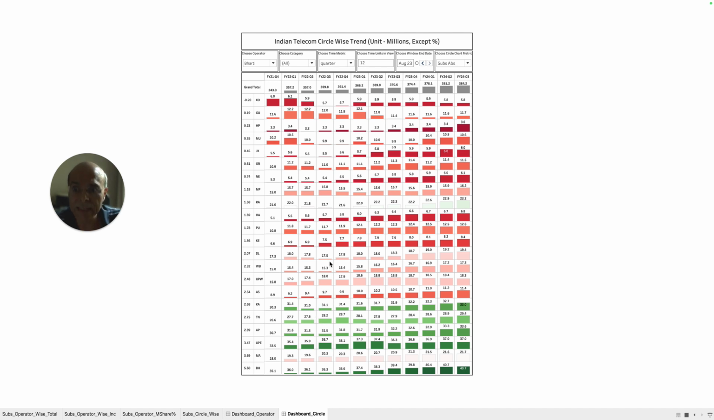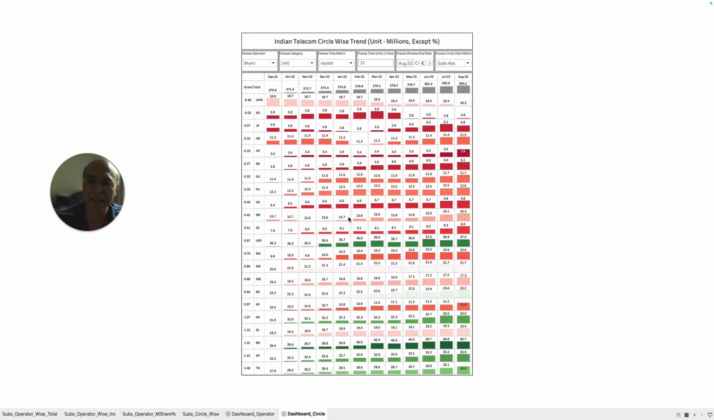And that is where the picture will become very clear. So if you look at Bharti here, it looks like from a quarter point of view, it has been able to maintain its share in the urban areas because it has gained numbers in the urban areas. Now, if I take a time scale of a month, it gives a completely different picture. It's a very interesting picture.